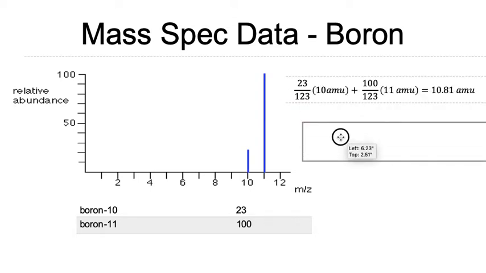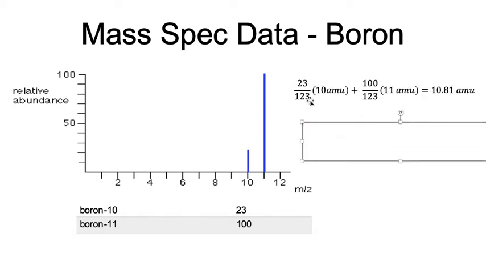And so if we take the fraction of them that are the lighter, 23 out of the 123 times that lighter mass, 10 atomic mass units, and then plus the fraction that are the heavier ones, 100 over 123 of the heavier ones, we get 10.81, which is the same number that we see on our periodic table. So this is the evidence we have that different isotopes exist, and how we're able to measure the abundance of each one of the isotopes, with mass spec data.